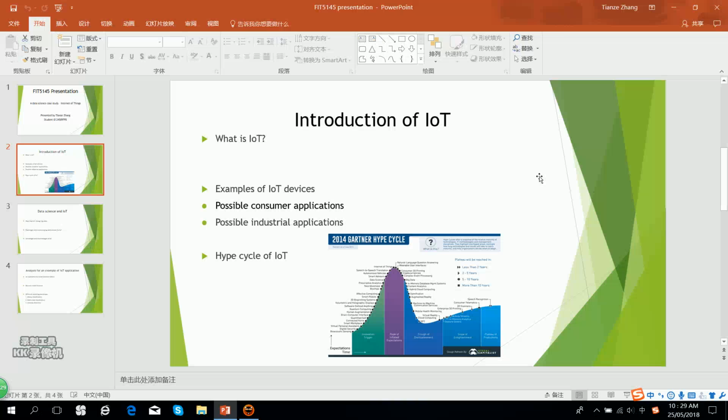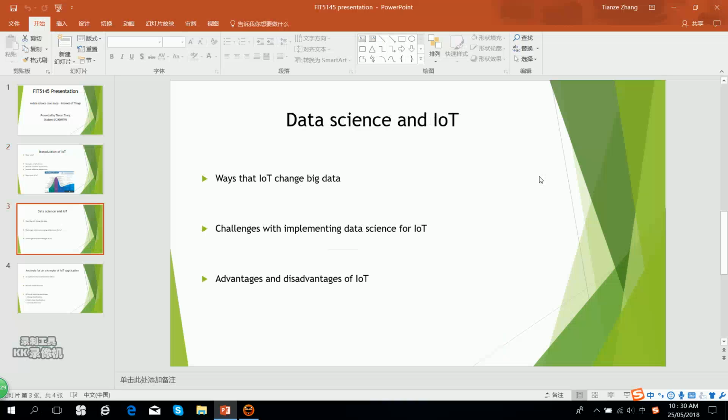Next is the hype cycle of IoT. Basically, the development period for IoT applications is between 5 to 10 years. For example, in this picture, we can see mobile health monitoring, machine-to-machine communication services, and connected home. This means most IoT applications are still in development and will reach their peaks in the next few years.